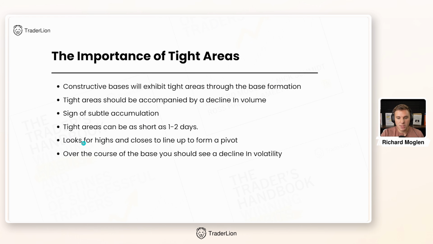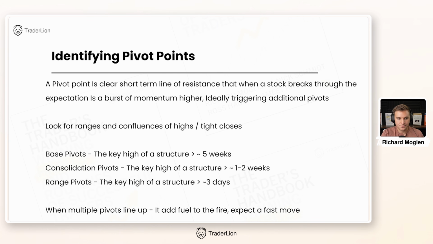And to define a tight area, you're basically looking for highs and closes to line up around the same level. That's how you define the top of a range. You're looking for highs and closes to line up around the same level, and that forms your range pivot. We'll go through a lot of examples on this exact thing. And then over the course of the base, ideally, you're seeing a tightening of price action, coiling activity, and that's a sign of a constructive base overall.